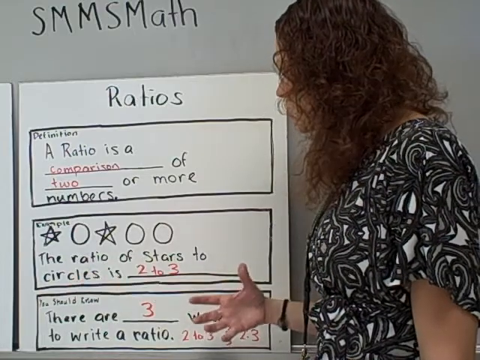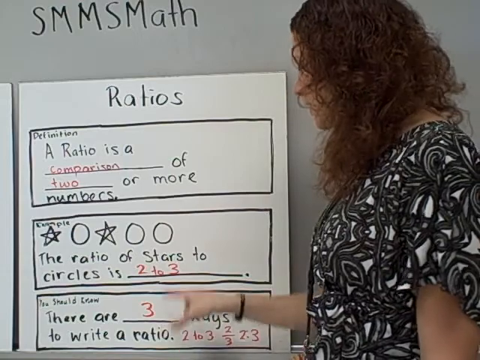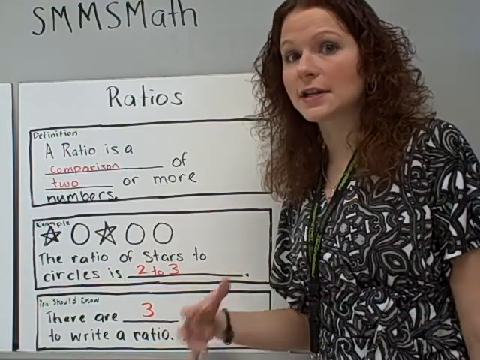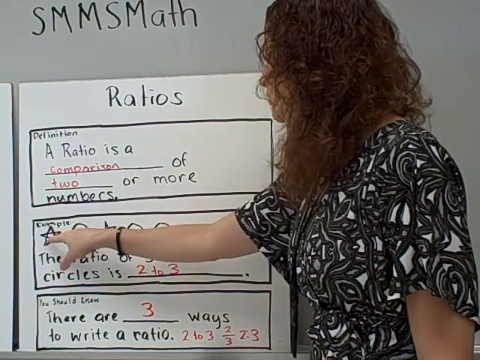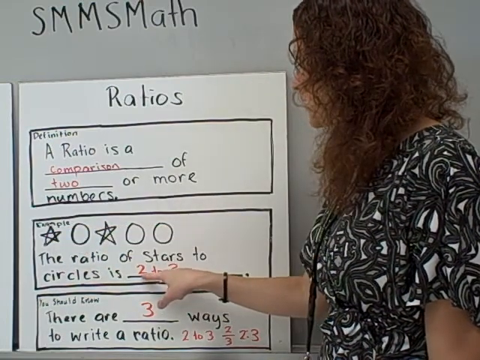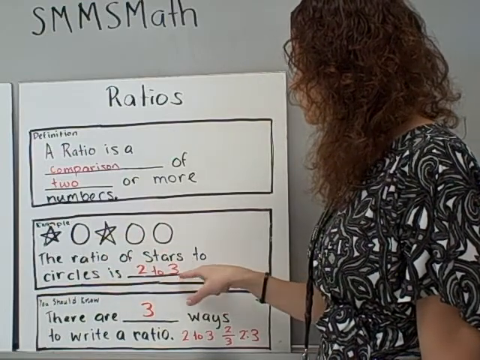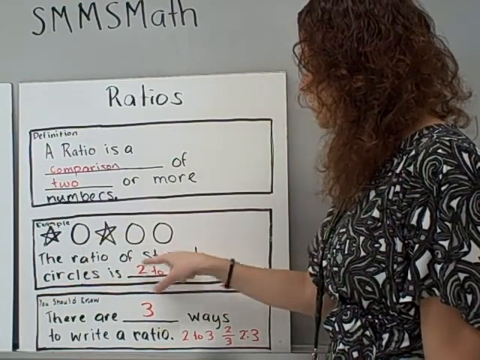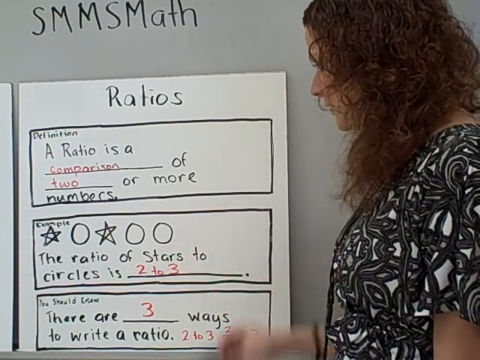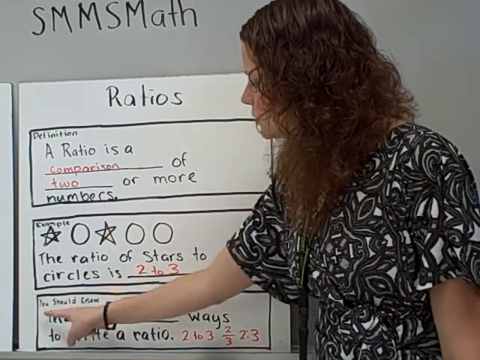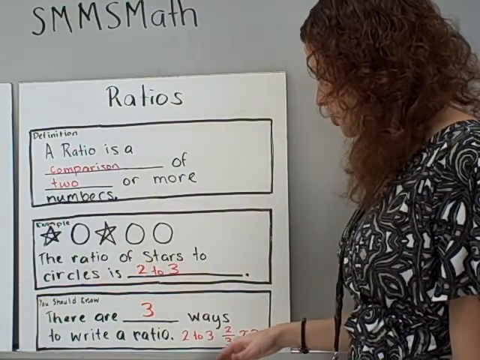Now the most important thing about ratios is that the order matters. So whatever it says first is the number that you put first. So stars is first, so I look and I have 2 stars, so I put that number first. Circles is next, so then I put circles, 3. 2 stars to 3 circles. Order matters.